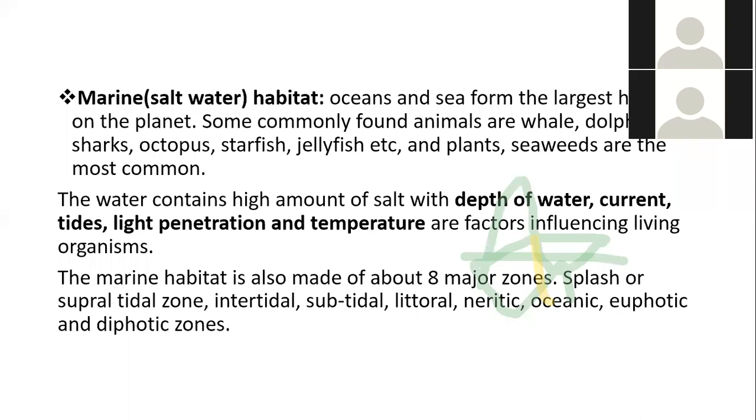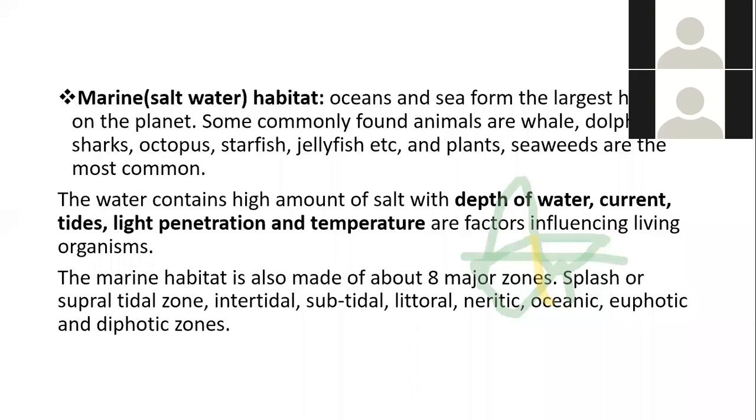Commonly found organisms in the sea and oceans are the whale, dolphins, shark, octopus, starfish, jellyfish. You can give more examples if you can. With the plants, seaweeds are the most common. These are all organisms that can be found inside the marine water. Now, how is the nature of this marine water? The marine water contains a high amount of salt, that is sodium chloride, NaCl, common salt.